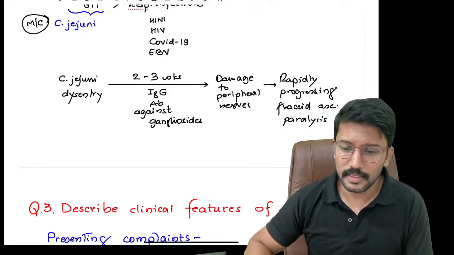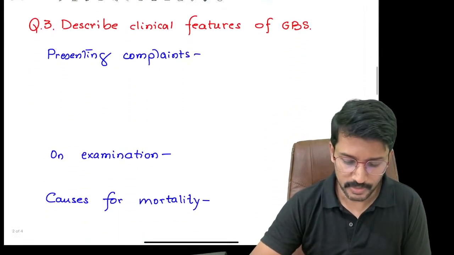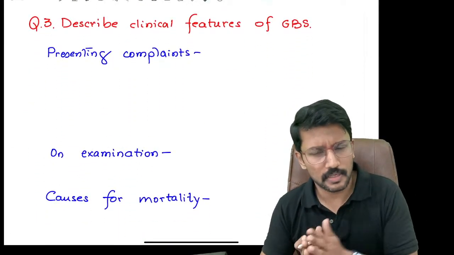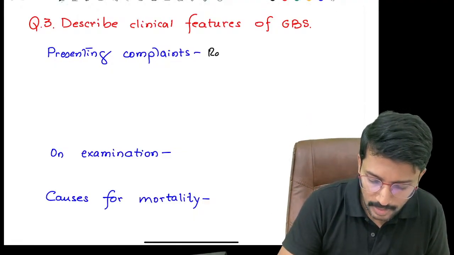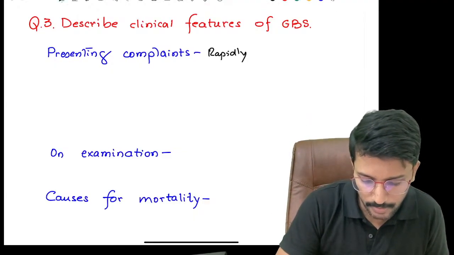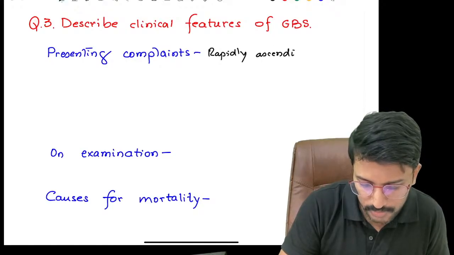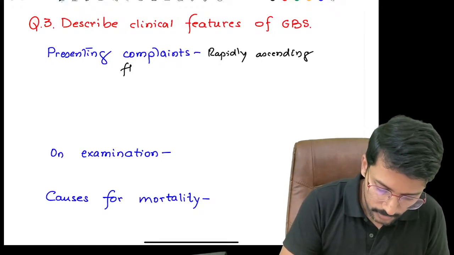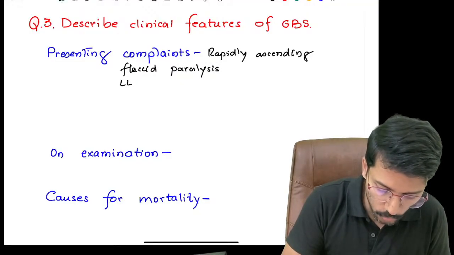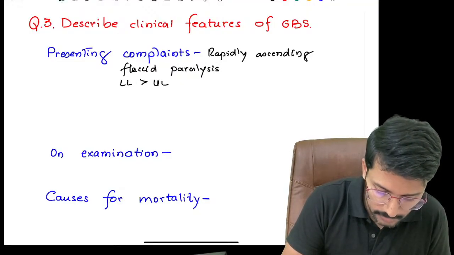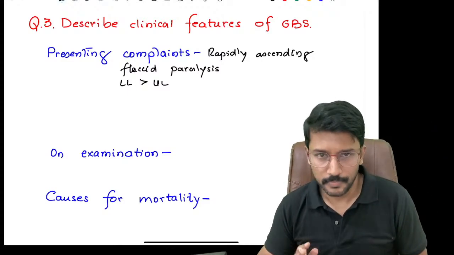Okay. Now, what clinical features would I expect in these patients? As we just understood, the most common presenting complaint is going to be rapidly progressive ascending flaccid paralysis. Obviously, that starts in the lower limb first and then may involve the upper limb.